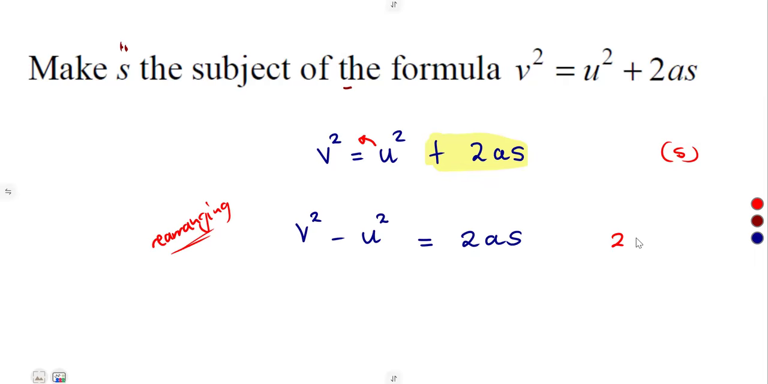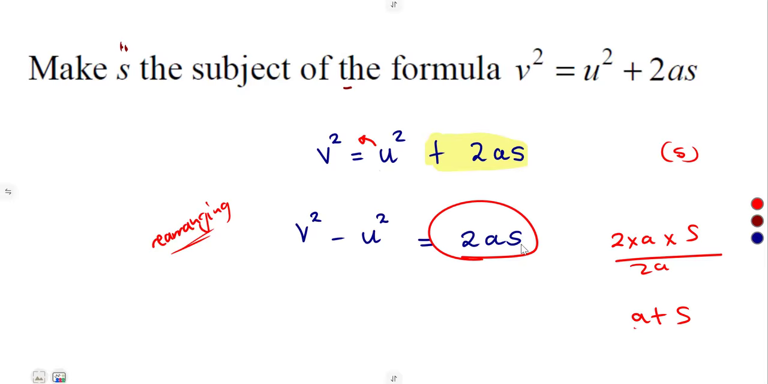2AS means 2 times A times S. It's a product, this one. So how do I get rid of the 2 and the A there? I simply divide. Opposite, divide. It is different from, let's say, it was A plus S. With A plus, you must get rid of the A by taking it to the other side, just like the V squared that was being added. So you can simply subtract it. But for a product, this does not work. You do not throw this to the other side. When it is under a product, you divide.